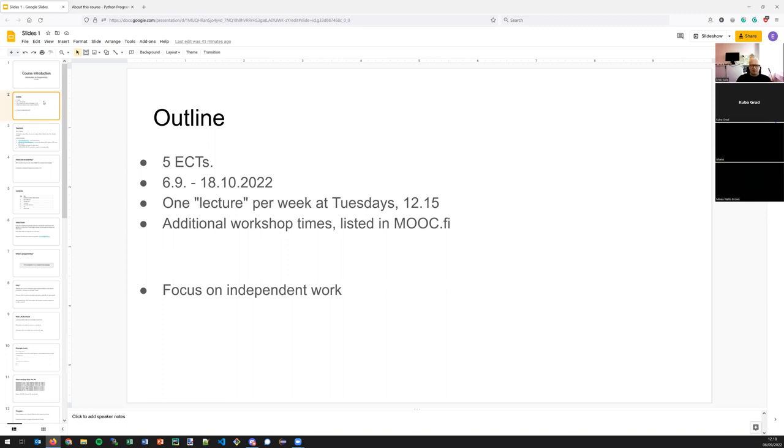Anyway, basically the focus is on independent work, and it doesn't mean you need to do everything by yourself or alone. You can work with other people and you will get assistance when required, but it basically means that you don't learn how to program by listening to someone talking. You learn how to program by actually typing programs yourself. So that's what we're going to concentrate on in this course.